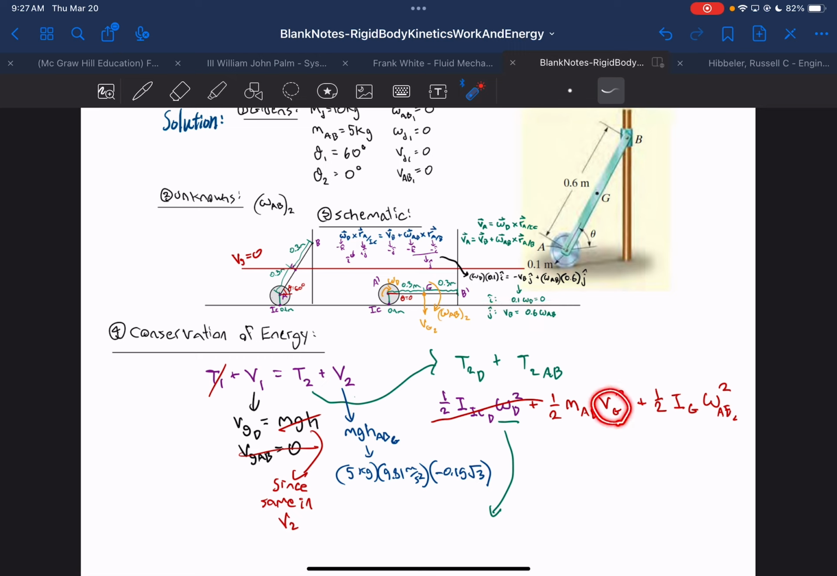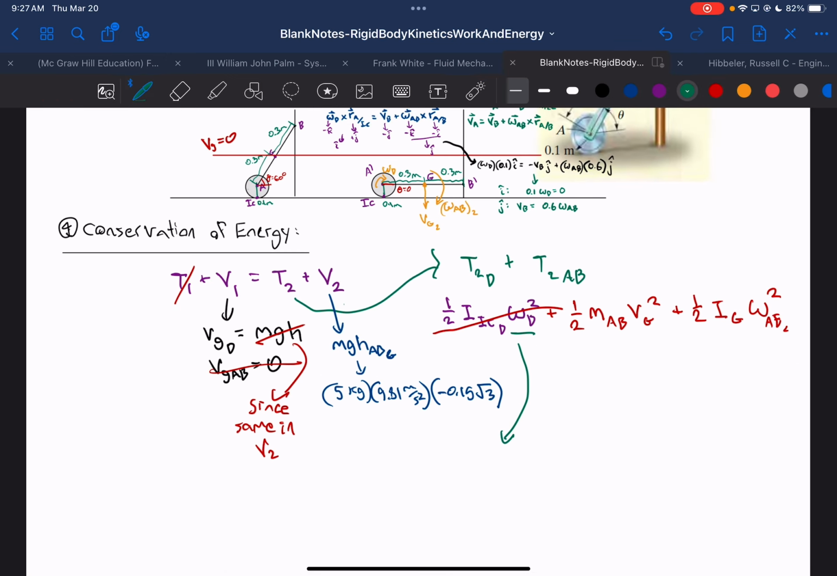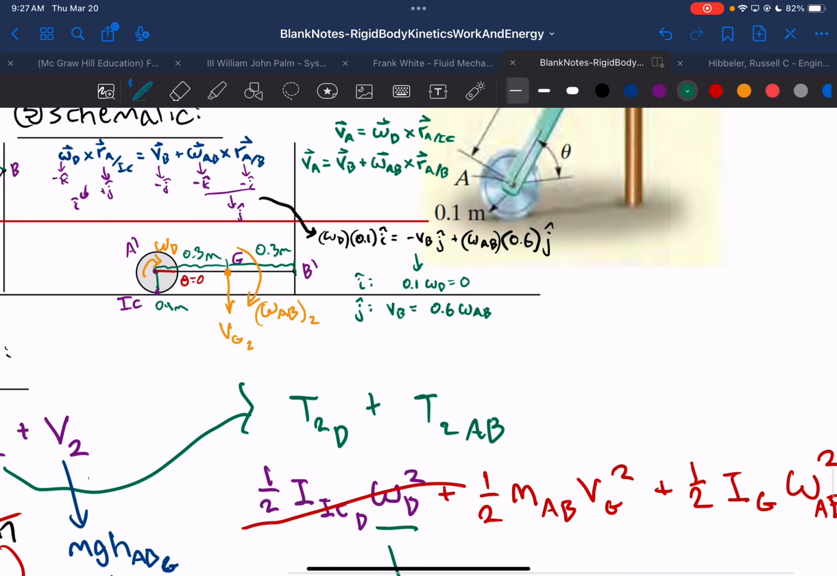Well, again, relative velocity analysis or whatever you call it. We're going to come down here and use this diagram again. I'm sorry, but it's an atrocity right here. We're going to say that I can relate VG with something I already know, which is VB. How would I relate VG?